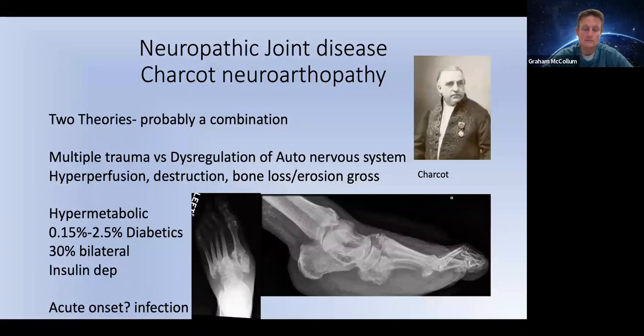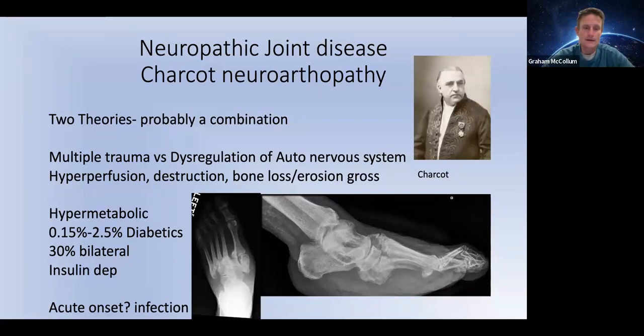But the two theories as to why this happens are, one, that there's some sort of minor or moderate traumatic event. Often patients will say they were totally fine and had a little ankle sprain, and then the foot blew up, became seriously swollen, and the deformity ensued. So there's a micro or moderate trauma etiology, which seems to trigger this radical process of fragmentation and destabilization.